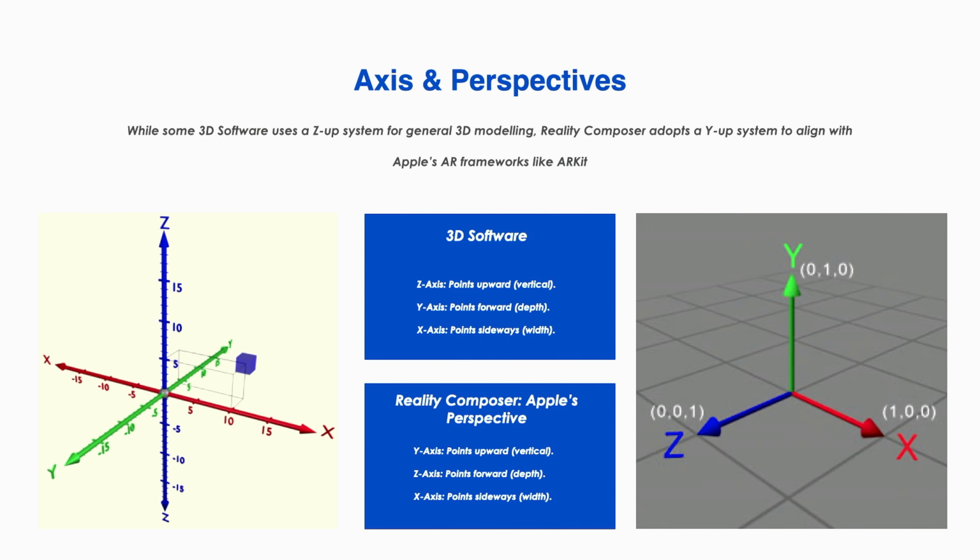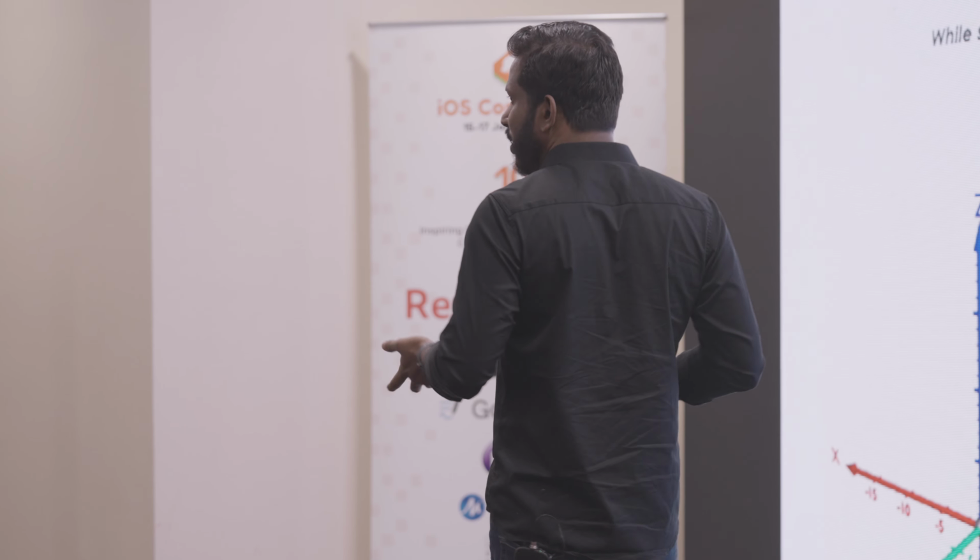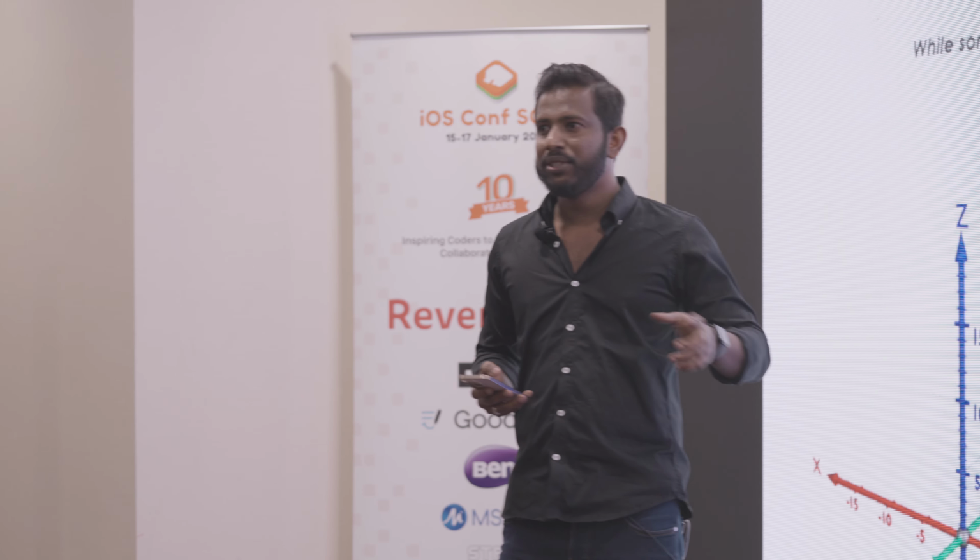And also, there are a couple of misconceptions when you're downloading or creating a 3D object. The main thing is the axis and the perspective. A lot of 3D software uses the Z-axis as the vertical direction, but Reality Composer and the Apple tools use the Y-axis as vertical. So when you're exporting or tweaking your 3D object, you need to change the axis, and also you need to embed the material.